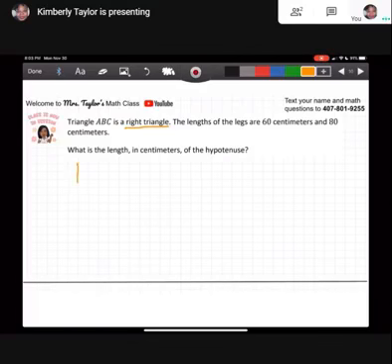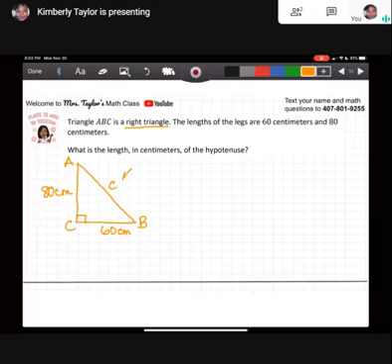So I have my right triangle, and A, B, and C. Put my right angle here. And so they want to know that one leg is 60 centimeters and the other leg is 80 centimeters. And they want to know what is the hypotenuse. And so this would be my C, which is also known as the hypotenuse. So we're going to use Pythagorean theorem.